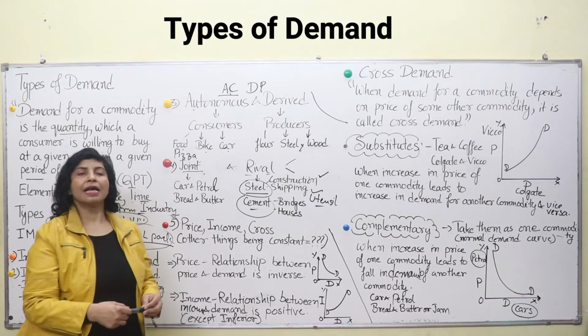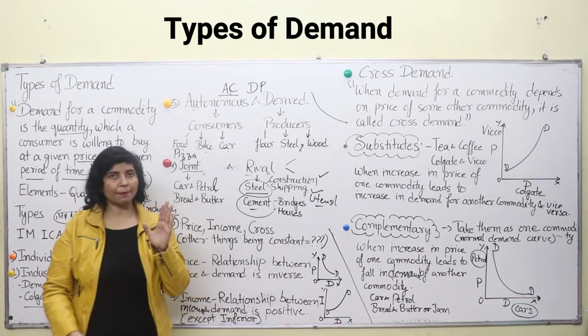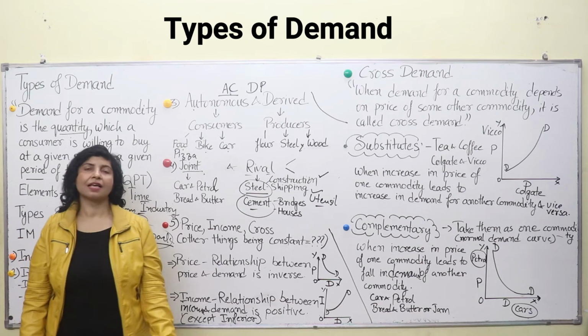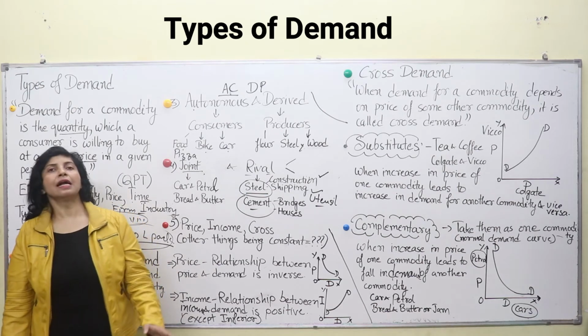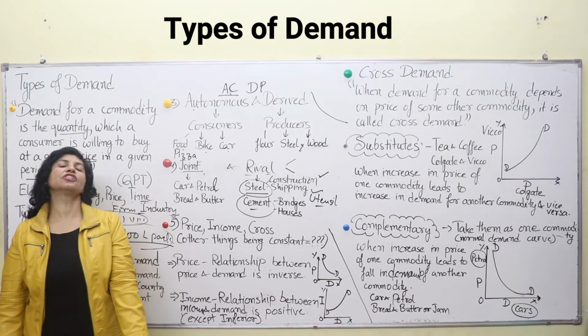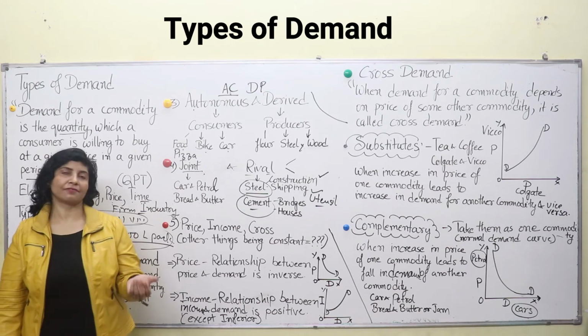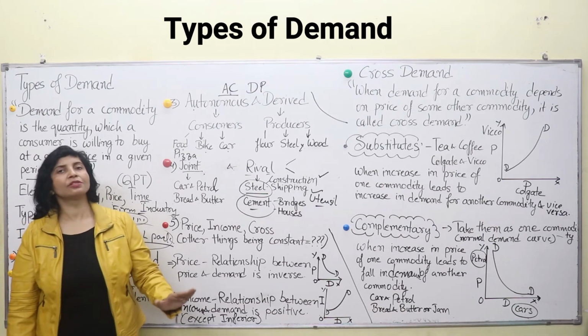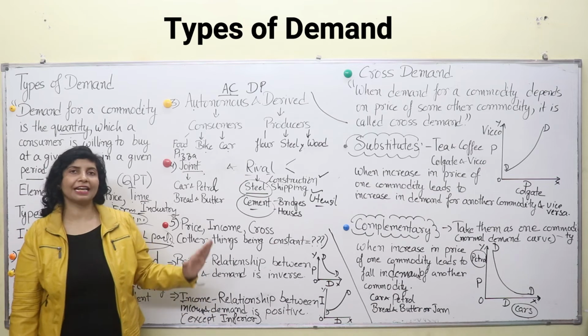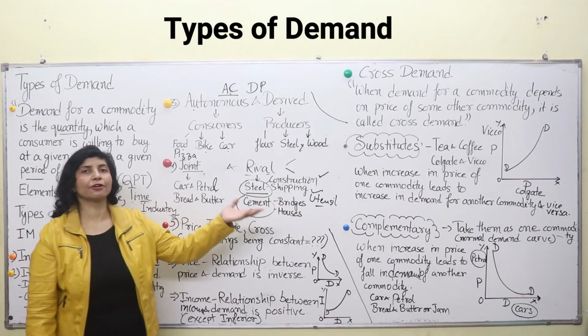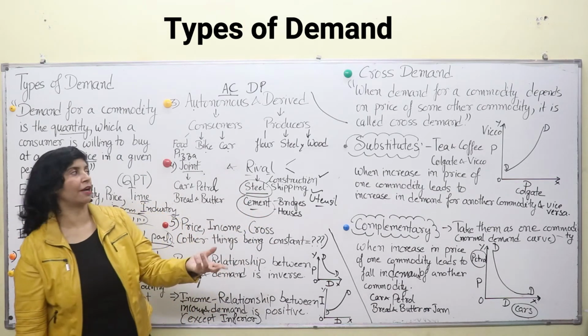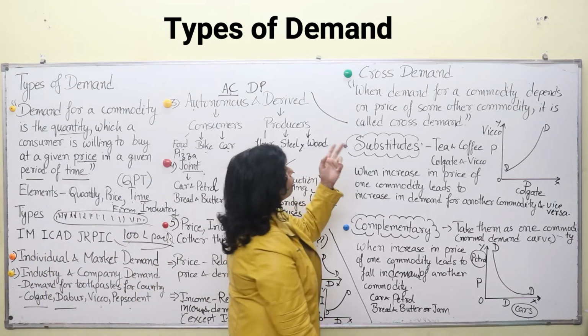What are inferior goods? Inferior goods are cheap commodities like coarse grains and substandard commodities, demand for which decreases when your income increases. When you become rich, you stop using those commodities. That is known as an inferior commodity. We'll discuss it later on in the section on Giffen's paradox. Then comes your cross demand.